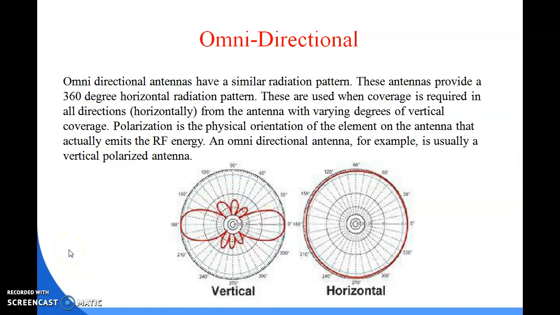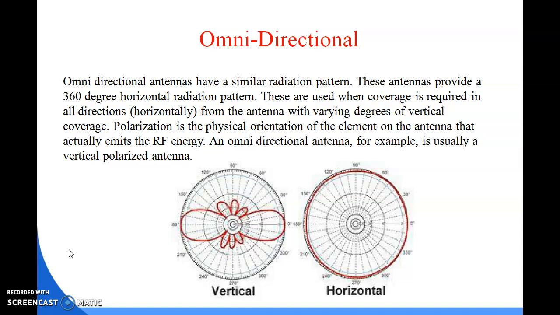Okay, hello. So omnidirectional antennas have a similar radiation pattern, and these antennas provide a 360-degree horizontal radiation pattern. These are used when coverage is required in all directions horizontally from the antenna, with varying degrees of vertical coverage. Polarization is the physical orientation of the element on the antenna that actually emits the radio frequency energy. An omnidirectional antenna, for example, is usually a vertically polarized antenna.